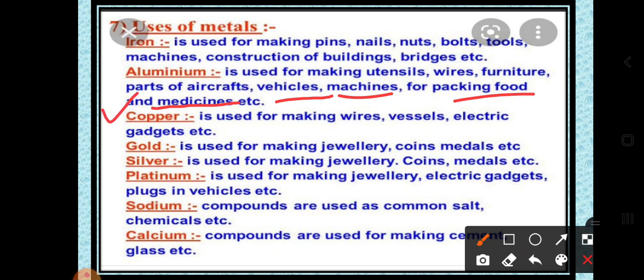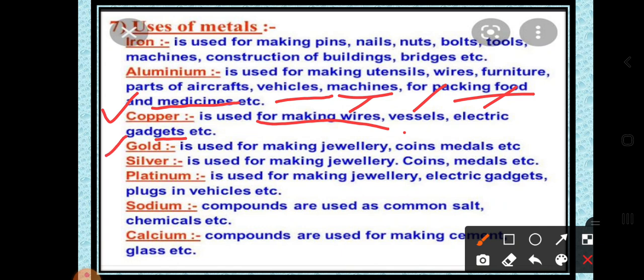What about copper? Where are we using copper? Copper is used for making wires, vessels, and electronic gadgets. Where are we using this copper? For making the wires in electrical equipment.